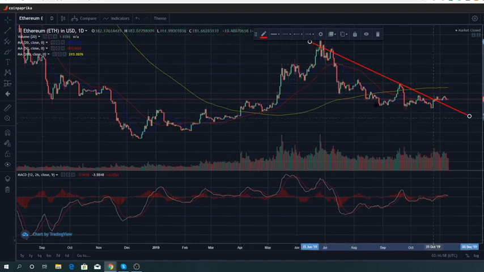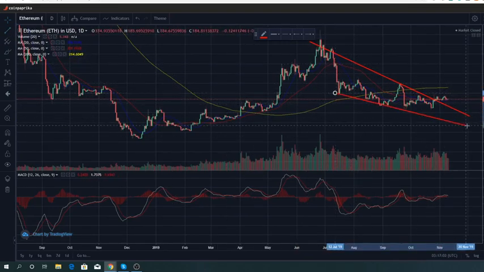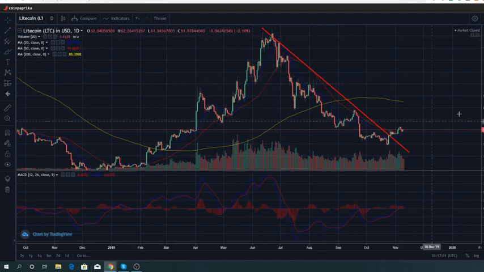If we put this channel here for Ether, we can see that the trend has moved out. It broke higher. Now if we look at Litecoin also, we can see something similar.